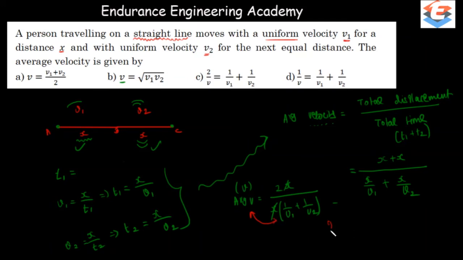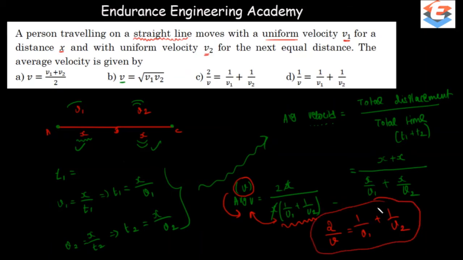So if I do that, it will become 2 by v. Okay, I'm just bringing this v to the other side, and I'm bringing this 1 by v1 plus 1 by v2 to the other side. So it will become 2 by v, which is equal to 1 by v1 plus 1 by v2. Okay, so this is our correct answer, which is option C.